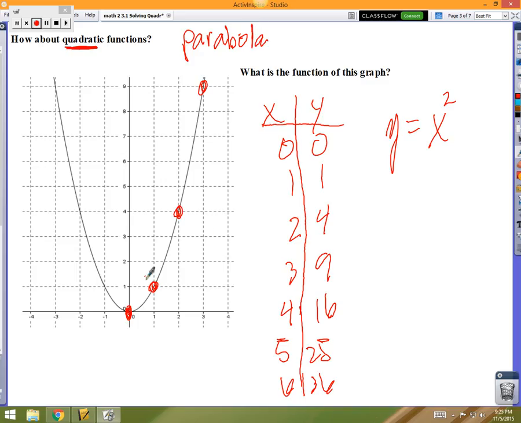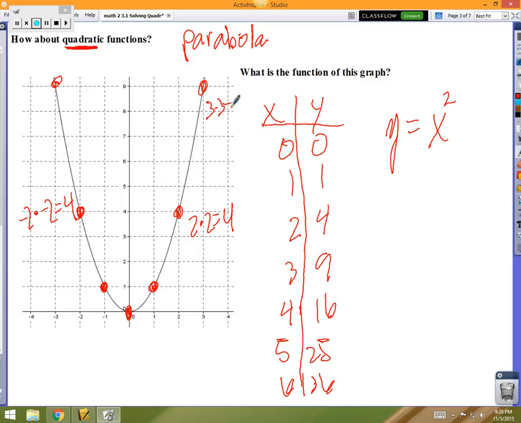And parabolas are symmetrical. So this dot right here also shows up on the other side. It's reflexive. This dot right here also shows up right here. So in your table, a 2 will give you a 4 because 2 times 2 is 4. But this, a negative 2, will also give you a 4 because a negative 2 times a negative 2 is also a positive 4. A 3 will give you a 9.